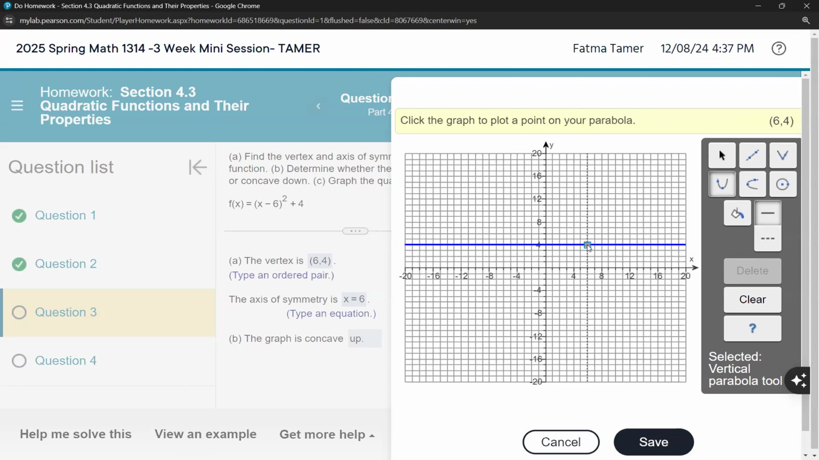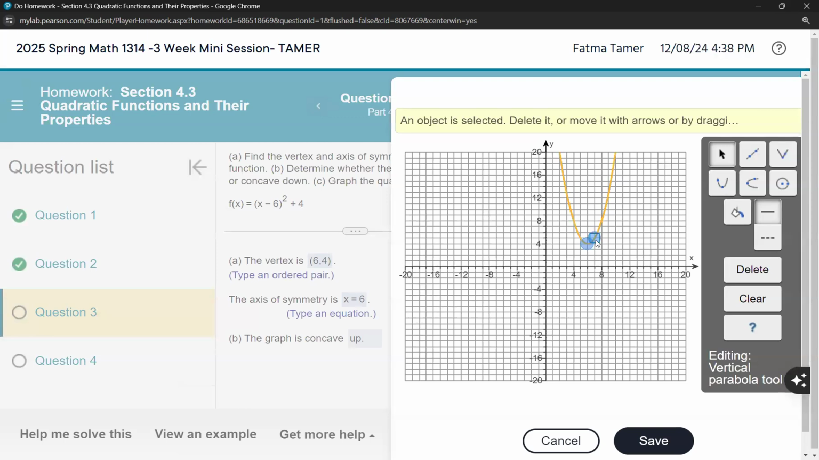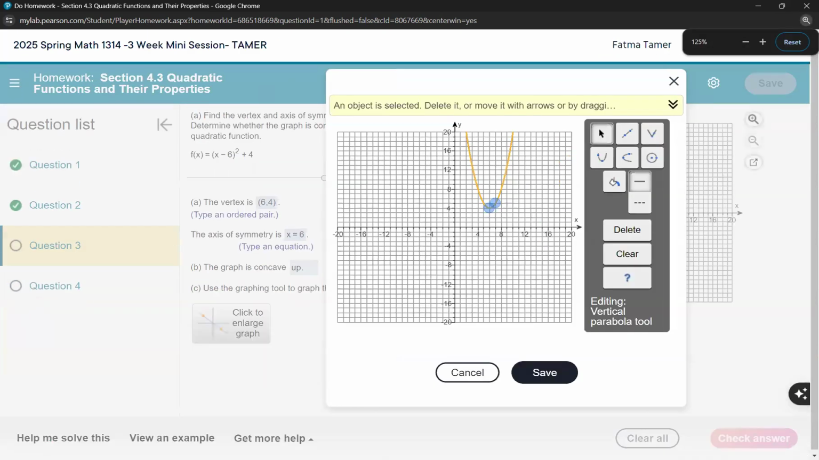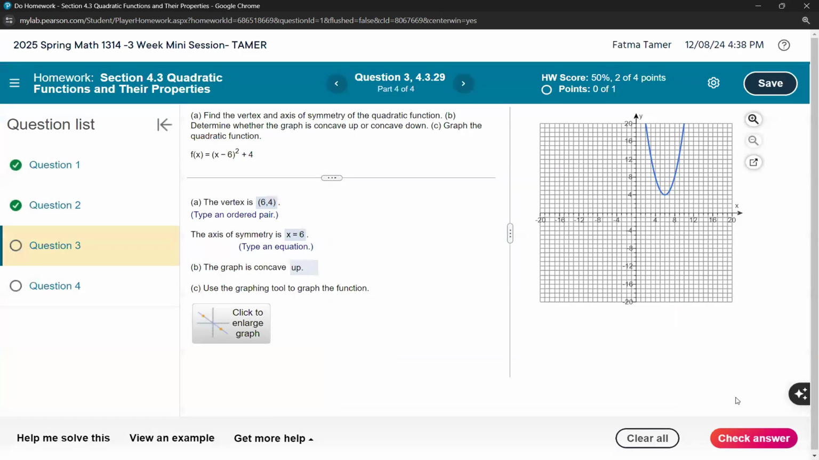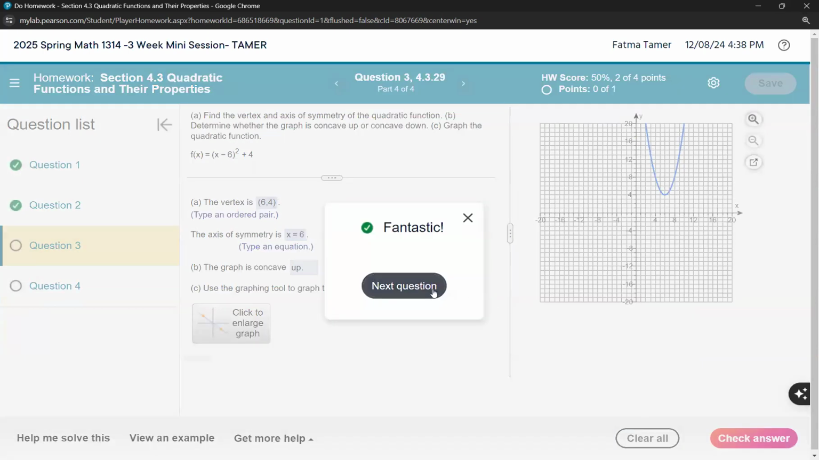All right, then I'm going to just put one number more than the vertex. So when x is 7, what happens? I'm going to go to the function, and I will place 7 minus 6 is 1, 1 squared is 1, 1 plus 4 is 5. So when I just go 1 extra, I'll be at 5. So this will be a 7, 5. And now I can just save this and then check my answer. It will be correct.